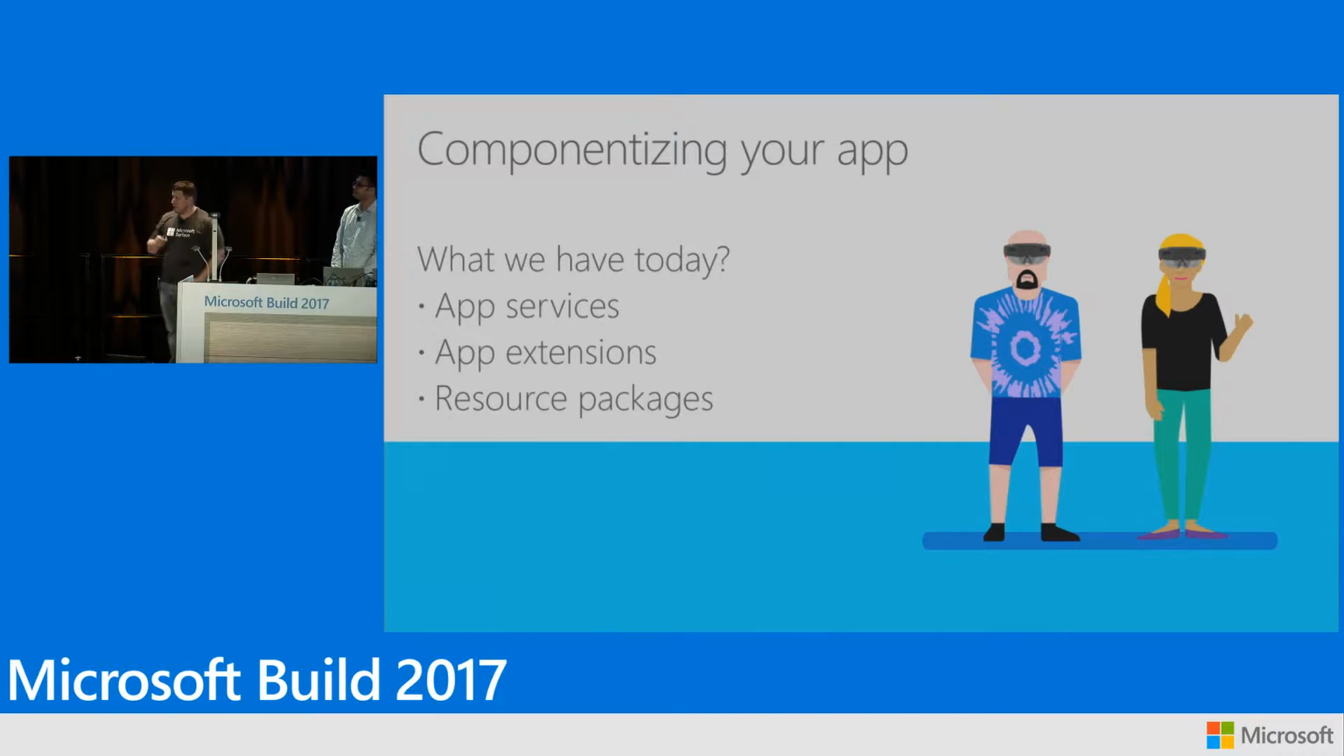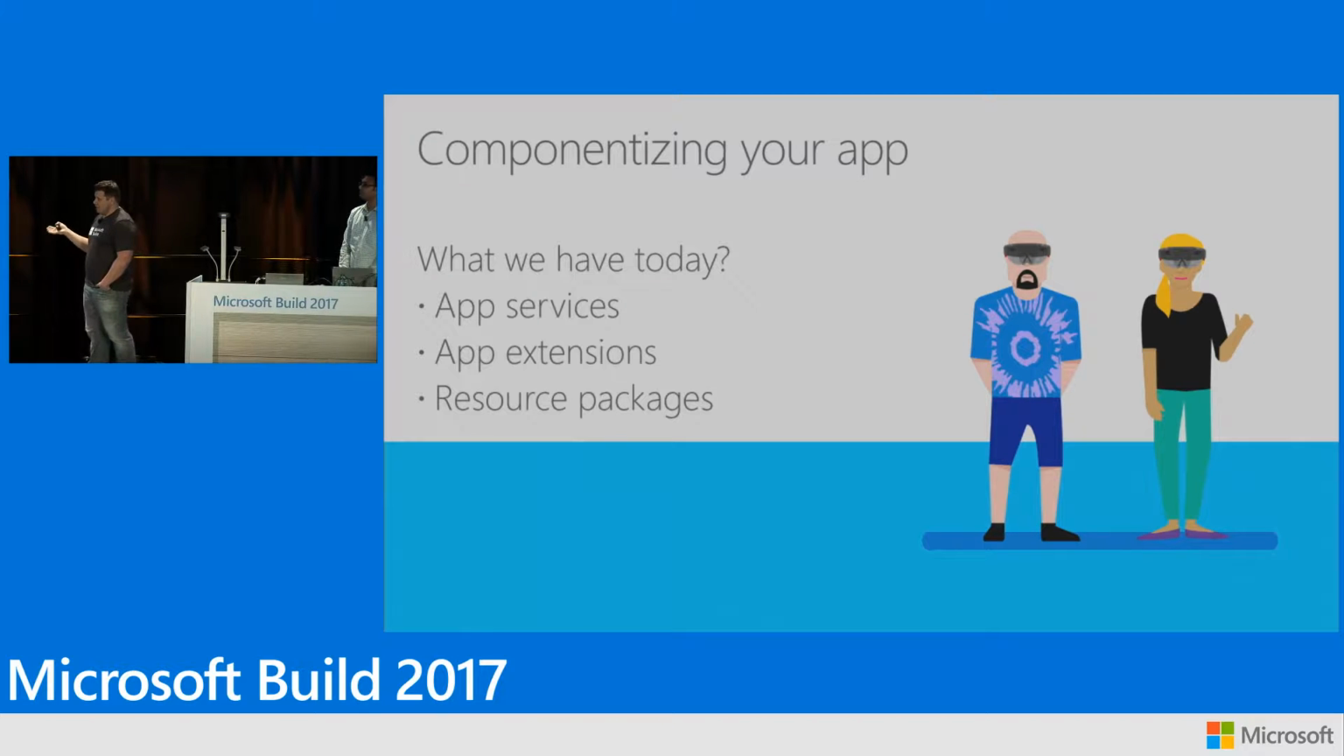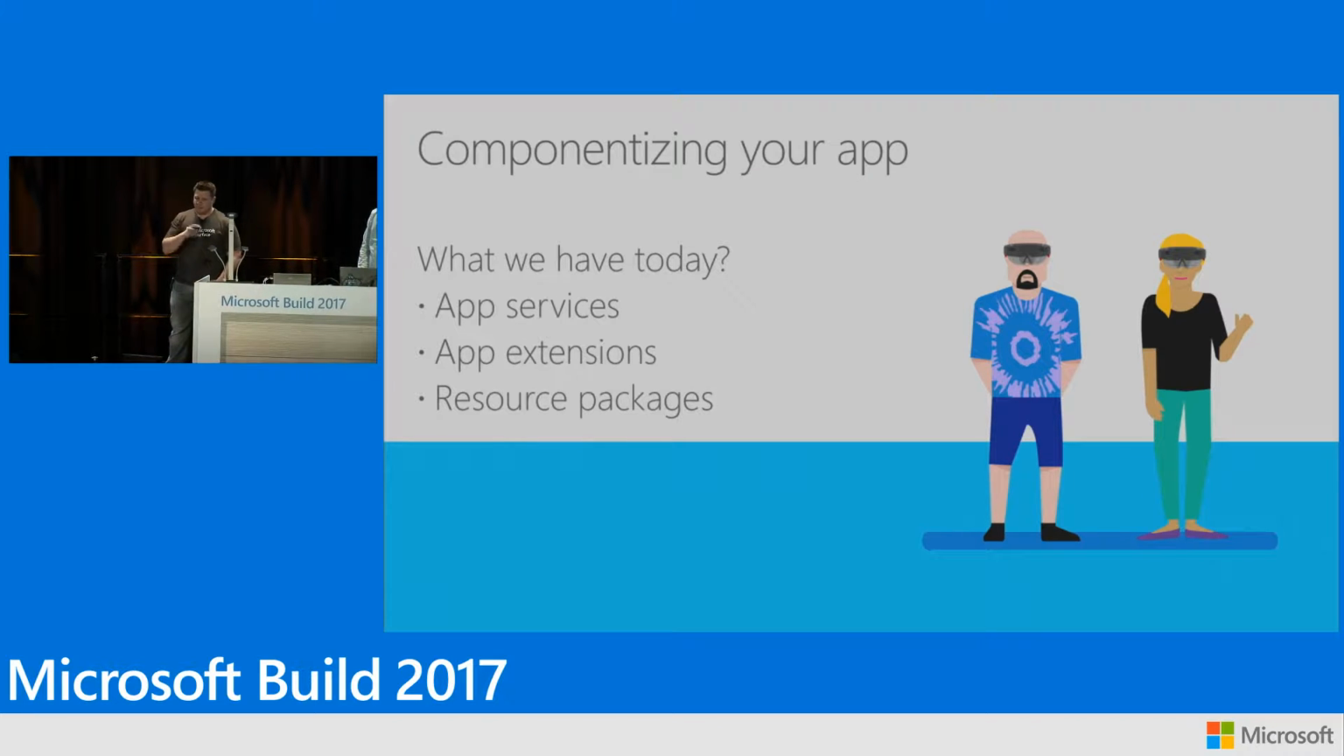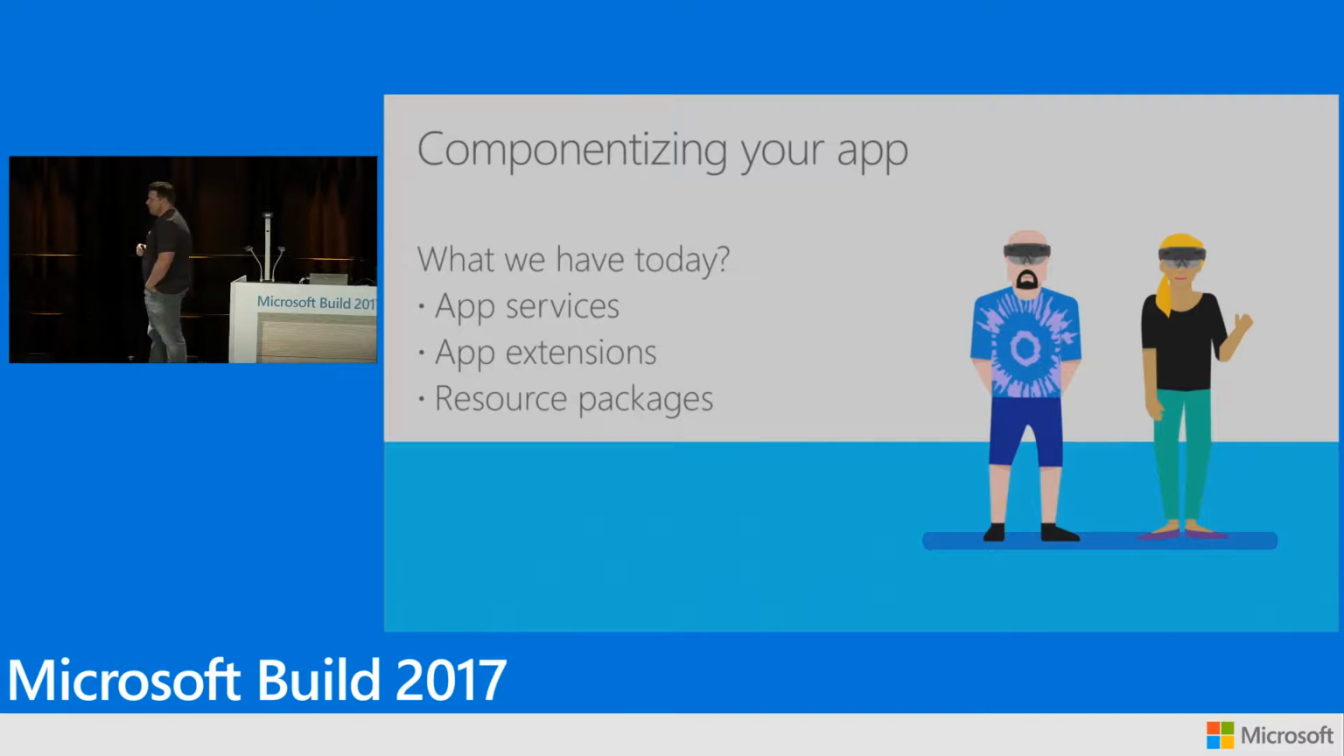So all this builds into how we componentize our app. What we have today, leading up to the Creators Update, are three ways that you can separate up your app. First off is app services. We did a great Build session on that last year, where you can talk about how you can use an app service to talk between a couple apps. App extensions or Edge extensions, I just talked about that.